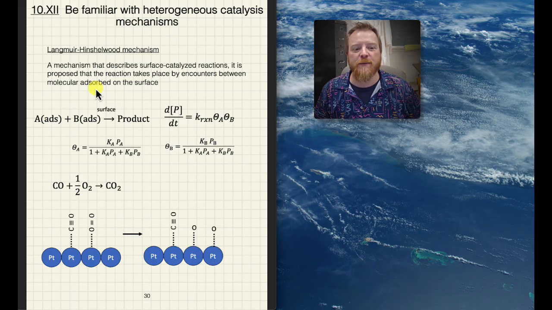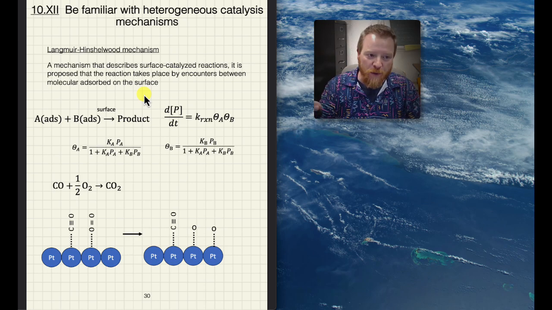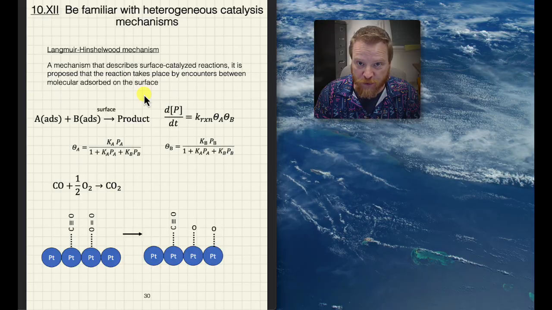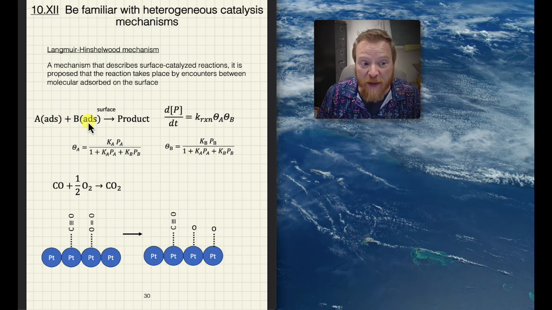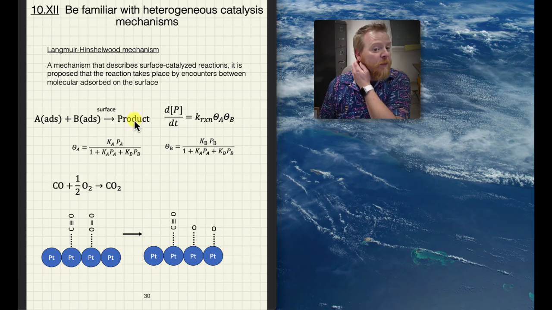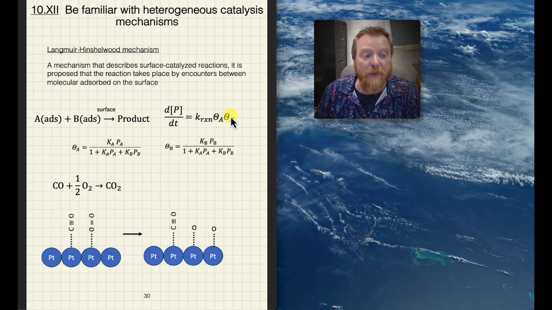It's a mechanism that describes surface catalyzed reactions, of course, and it is proposed that the reaction takes place by encounters between molecules, both of which are adsorbed on the surface. In other words, an A that's adsorbed reacting with the B that's adsorbed goes on to form a product. As we might imagine, our dP/dt depends not only on the rate constant, but also on the coverage of A as well as the coverage of B.